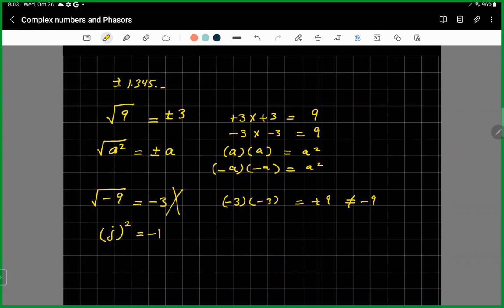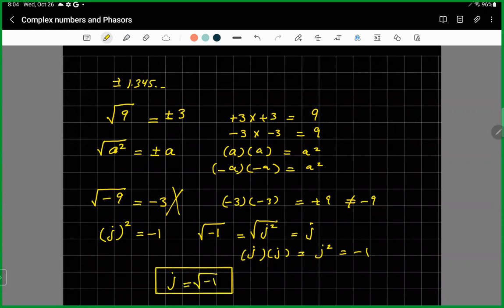That's the starting point. J squared is equal to negative 1. That's great. So if I ask, what is the square root of negative 1? Negative 1 means J squared, so you're asking what is the square root of J squared, and you tell me it's J. And if you want to check, J times J is J squared, which is equal to negative 1. So they invented J. J actually equals the square root of negative 1. J is an imaginary number.